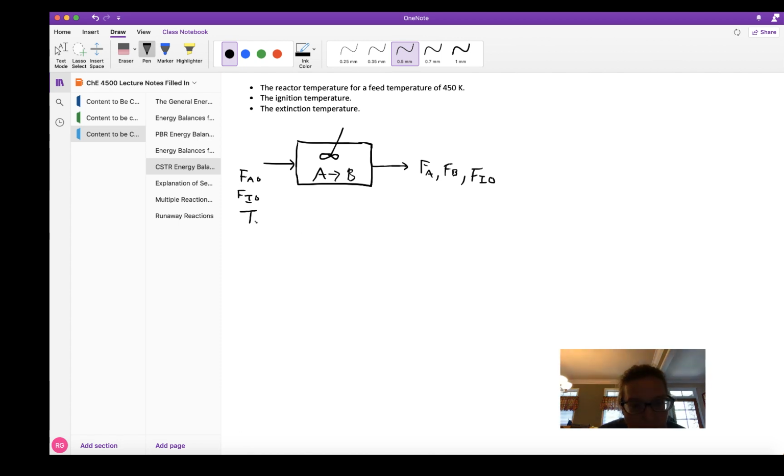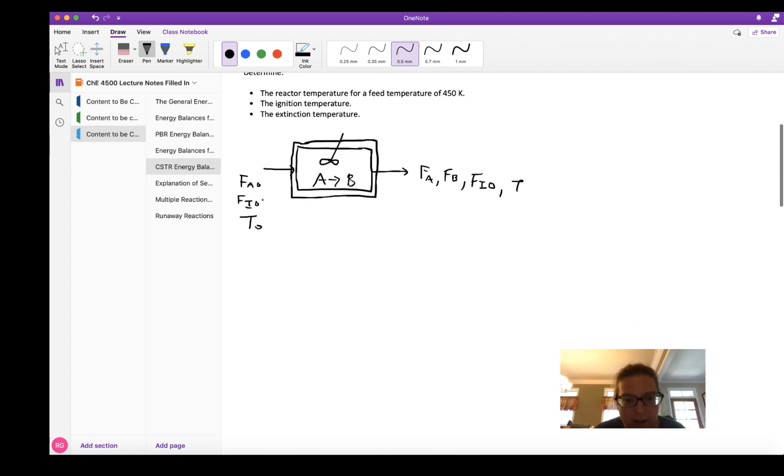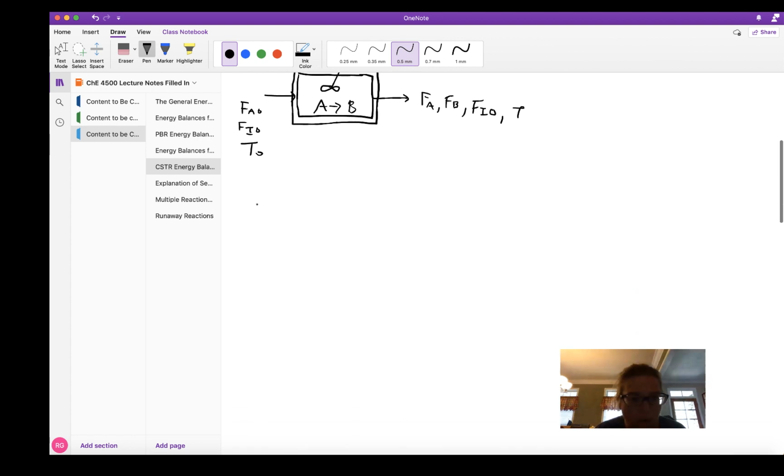And now that we have an energy balance, we're also going to worry about temperature. So we have some temperature coming in and some temperature coming out. And we also have a heat exchanger. The heat exchanger has a constant temperature. The cooling fluid is a constant temperature, but it is going to exchange heat with the reactor contents. So first, let's do the energy balance.